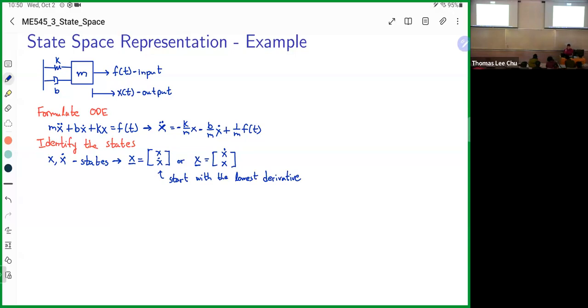So you're not sure why x and x dot are the states and why x double dot is not a state. The way I think of it is that we can get x double dot by taking the derivative of x dot, and then we can get x dot by taking the derivative of x.